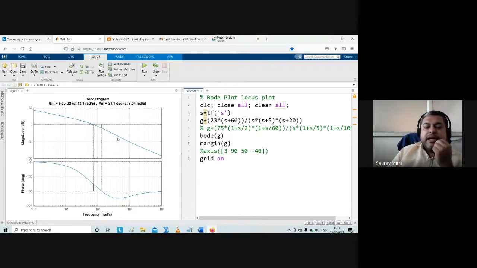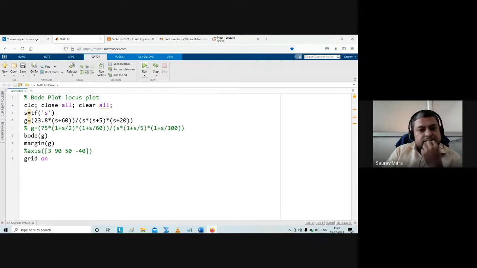So initially we had a value of 500 here. Now I have increased it to 23. Make it 23.8 and let's see what happens. That is the boundary condition. So let's make it 23.8 and see what happens.